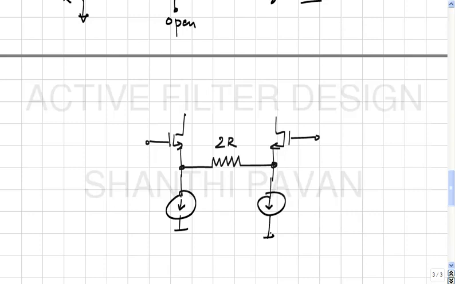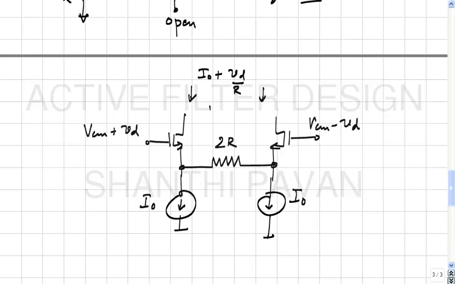So what should this current be? I naught, and this is VCM plus VD, VCM minus VD. This current will be I naught plus VD by R. This will be I naught minus VD by R. Is that clear?